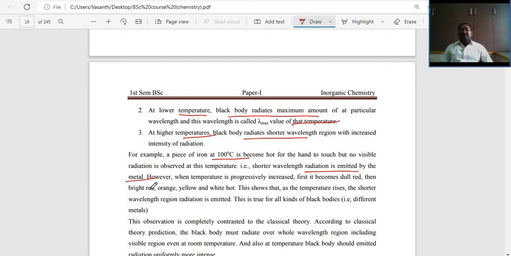However, as the temperature is progressively increased, first it becomes dull red, then bright red, then orange, finally yellow and white hot. This shows that as the temperature rises, shorter wavelength radiation is emitted. This is true for all kinds of black bodies.